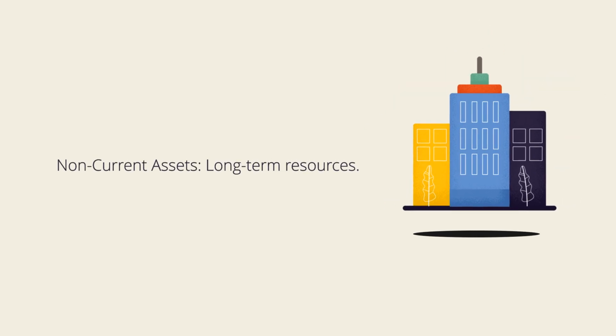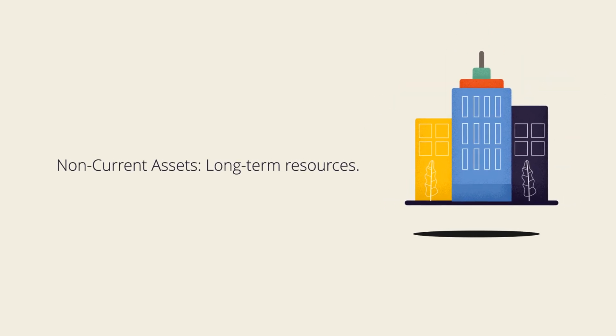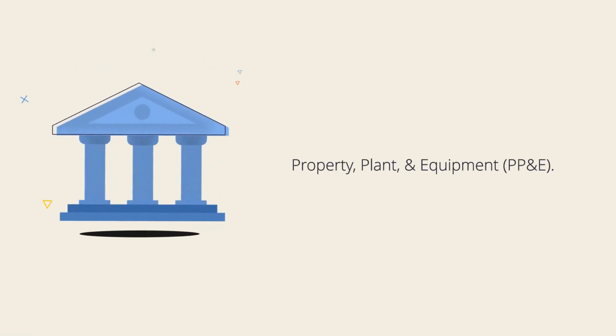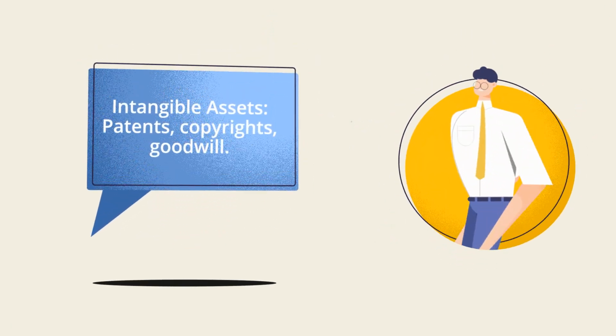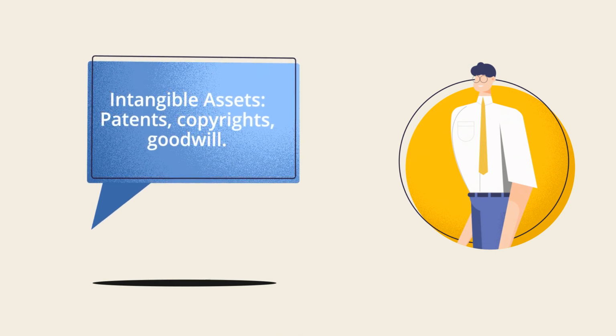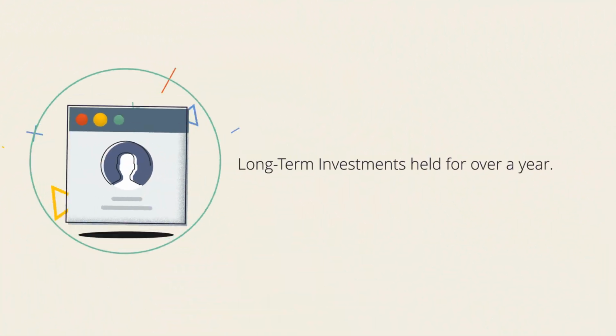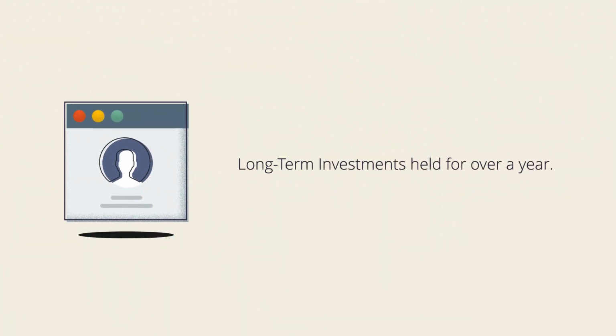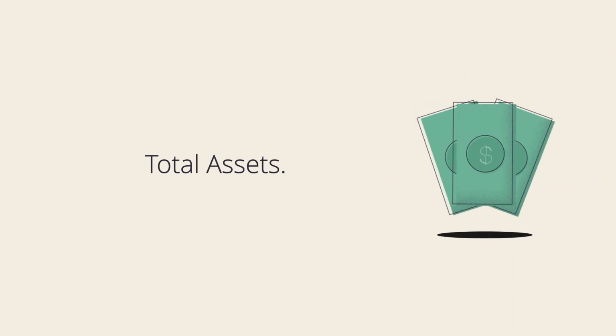Non-current assets or long-term assets stick around for more than a year. Property, plant, and equipment, big physical stuff like buildings, machinery, and vehicles. Intangible assets, valuable things you can't touch like patents, copyrights, and brand reputation, goodwill. Long-term investments, investments in other companies held for over a year. Add them all up and you get total assets.